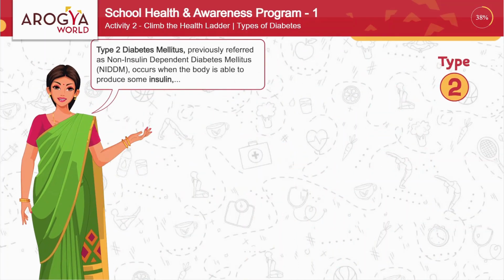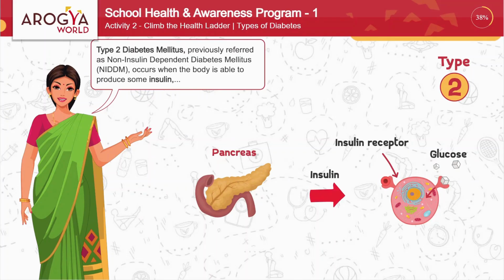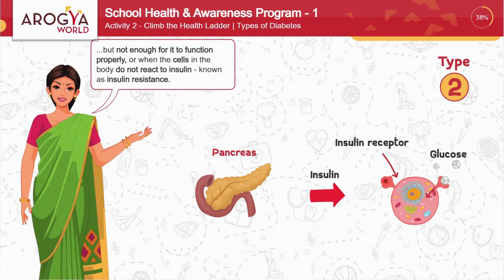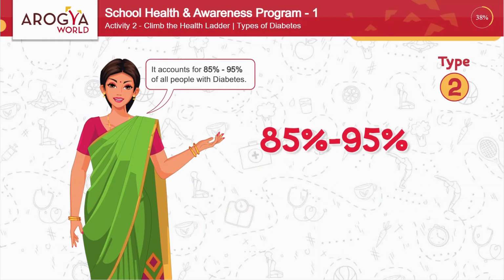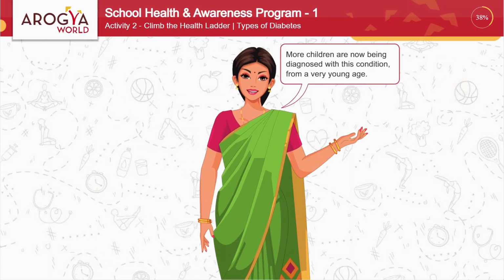Type 2 diabetes mellitus, previously referred to as non-insulin dependent diabetes mellitus, NIDDM, occurs when the body is able to produce some insulin but not enough for it to function properly, or when the cells in the body do not react to insulin, known as insulin resistance. It accounts for 85 to 95% of all people with diabetes. More children are now being diagnosed with this condition from a very young age.